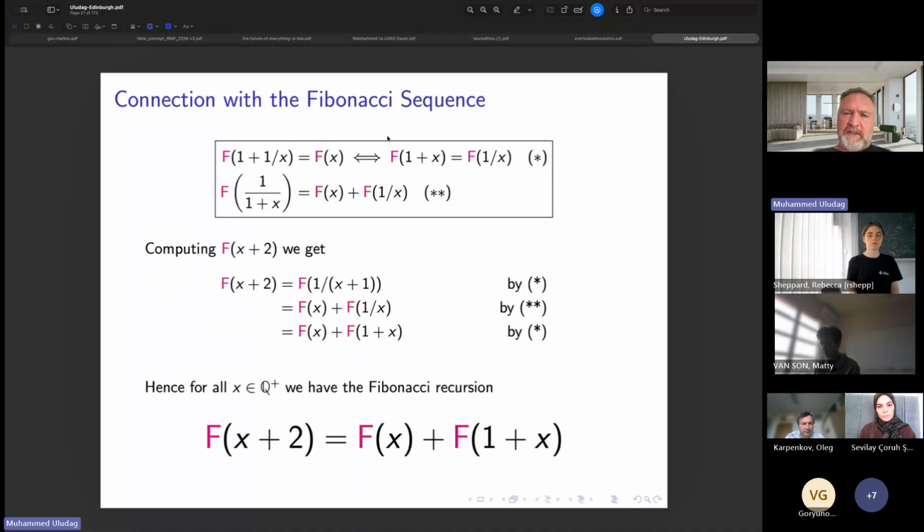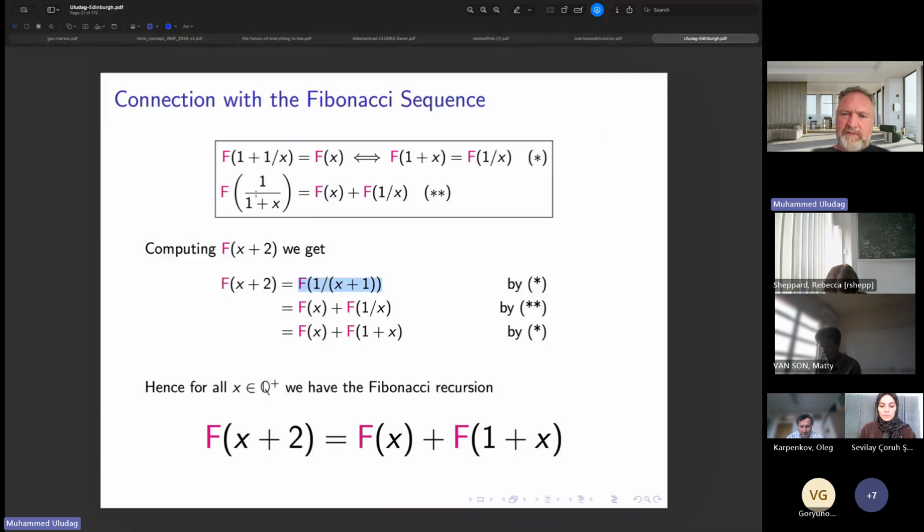And here we can see the connection with the Fibonacci sequence. Let's try to compute f of x plus 2. Well, what do we do? By using the first equation here, and this is an equivalent form of the first equation, right? If you substitute 1 over x in the first equation, we get that f of 1 plus x equals f of 1 over x. So if I set x equals x plus 1, here I get f of x plus 2 equals f of 1 over x plus 1.